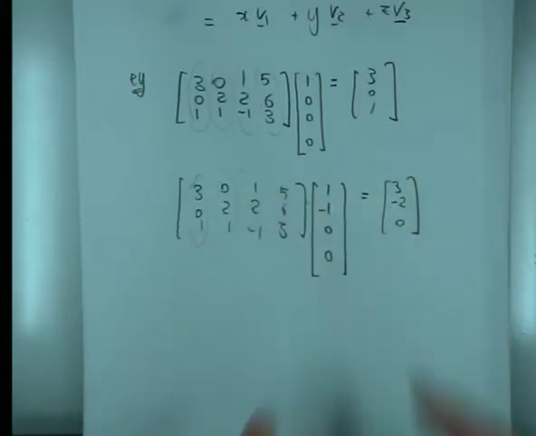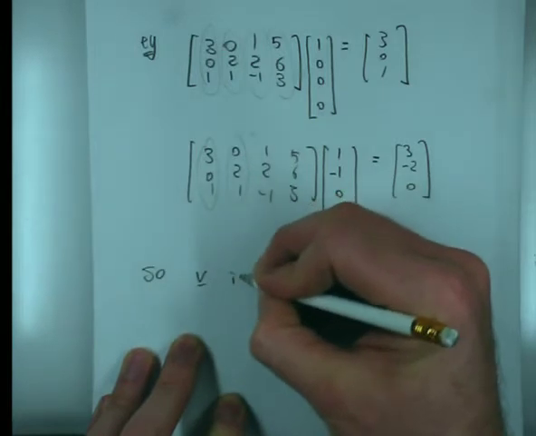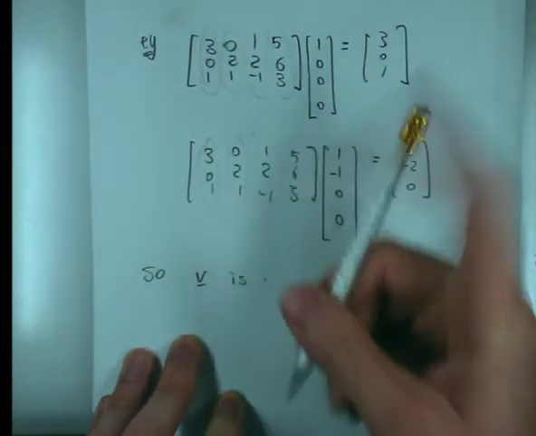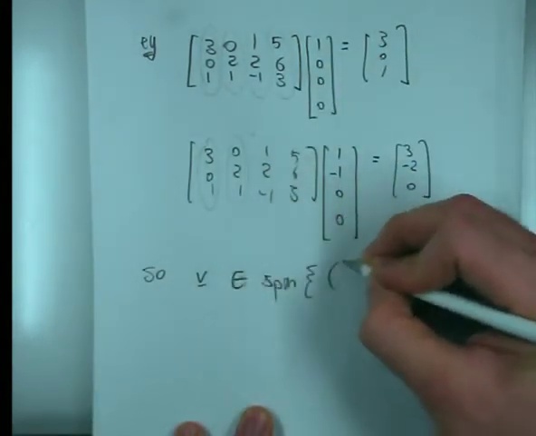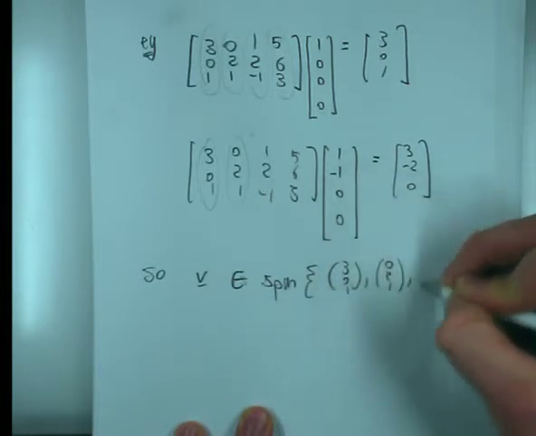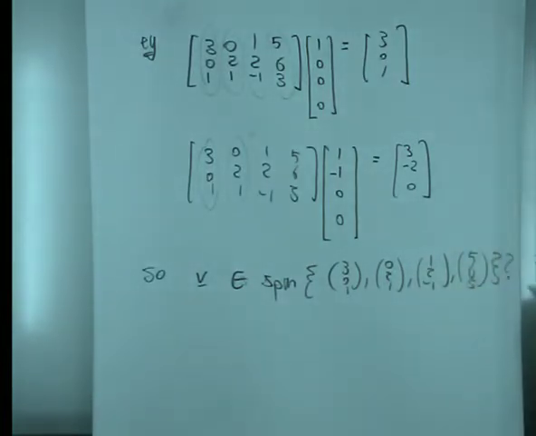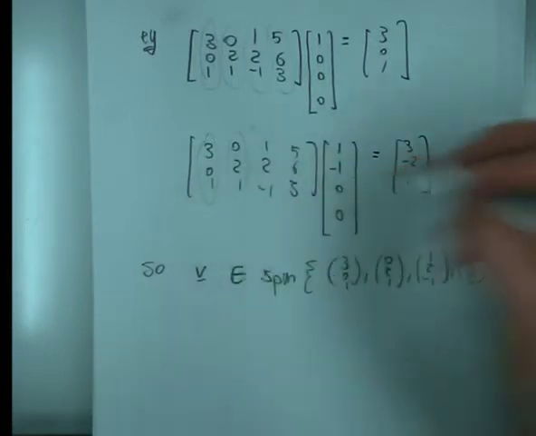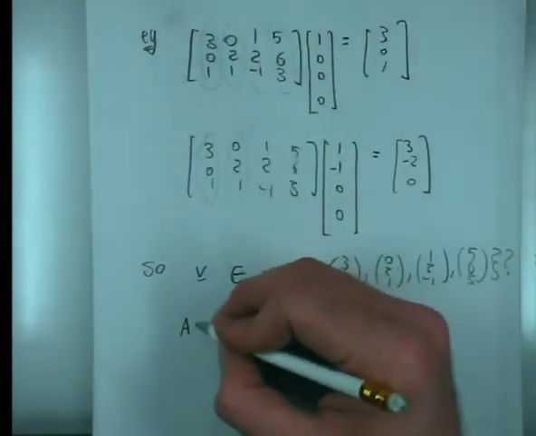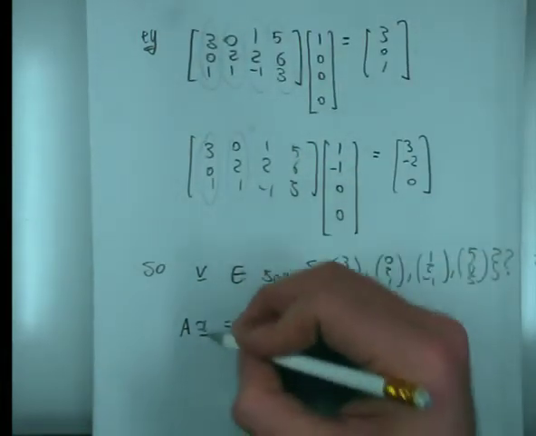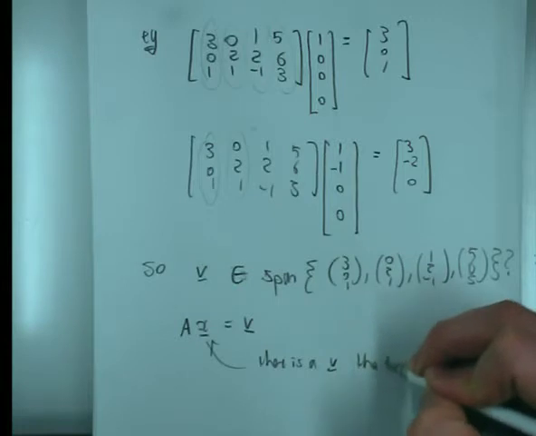Which means that if I want to know if a particular vector is in a span, I want to know, so asking V is in the span of 3, 0, 1, 0, 2, 1, 1, 2, minus 1, and 5, 6, 3. That question is the same as saying that A, this is the matrix A, times something equals V. And there is a V that works, an X that works.